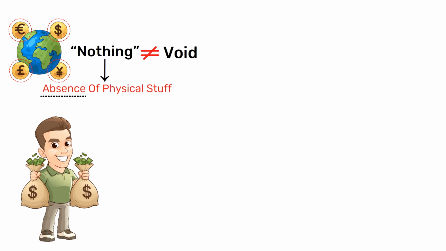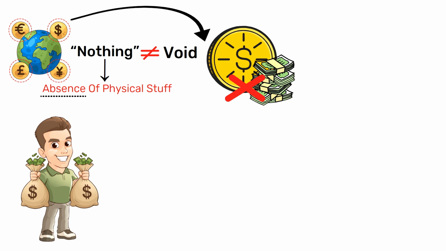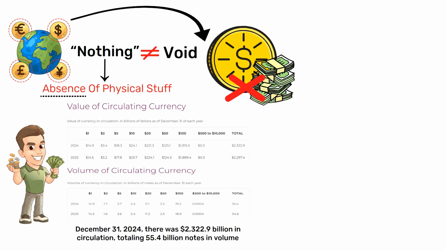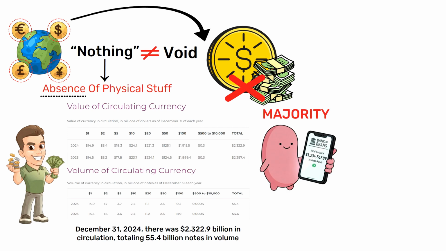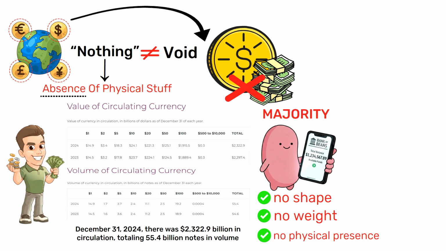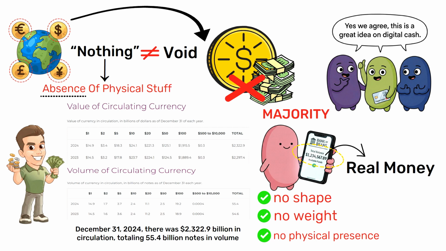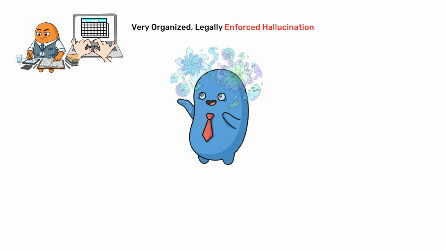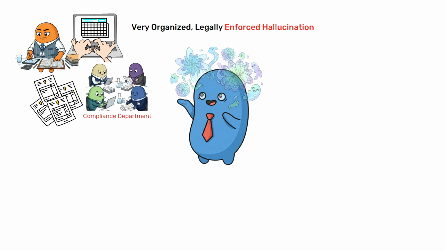Start with the obvious. Most US dollars don't exist as cash, not even close. Physical bills and coins make up only a tiny percentage of all dollars in the system. The rest, the overwhelming majority, are nothing more than digital balances inside bank databases. They have no shape, no weight, and no physical presence, yet they behave exactly like real money because everyone involved agrees to treat them that way. If that sounds like a massive shared hallucination, you're not wrong, but it's a very organized, legally enforced hallucination with spreadsheets, auditors, compliance departments, and enough rules to make your eyes glaze over.